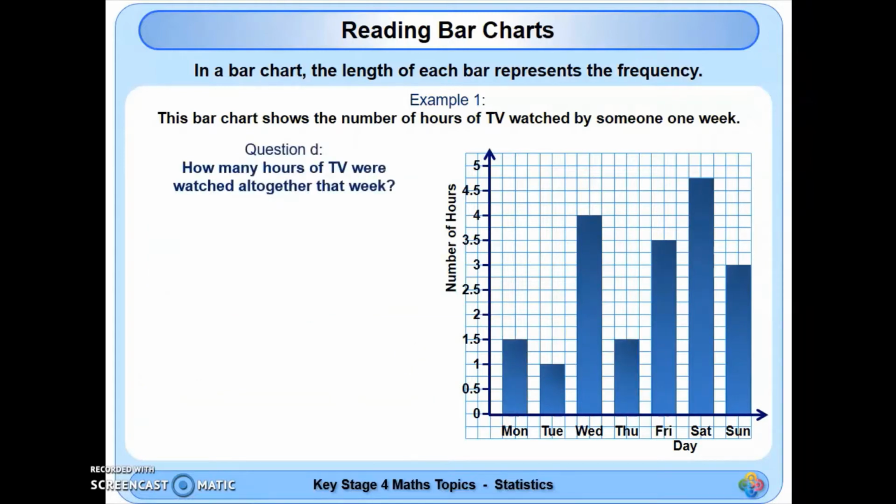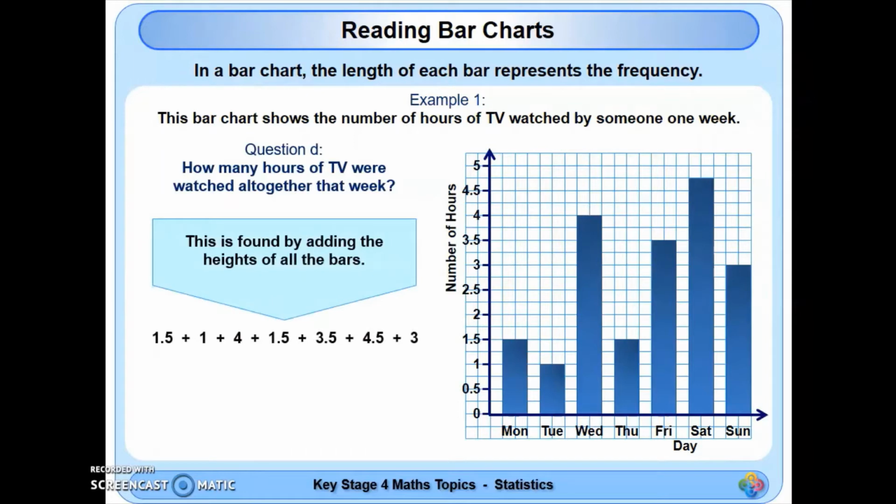Question D, how many hours of TV were watched altogether that week? So that means we need to find the total of the frequencies added together. So we need the height of each bar added together. So we took the information from the bar chart, from the heights of each individual bar, and added them together to tell us that there are 19 hours of TV watched.